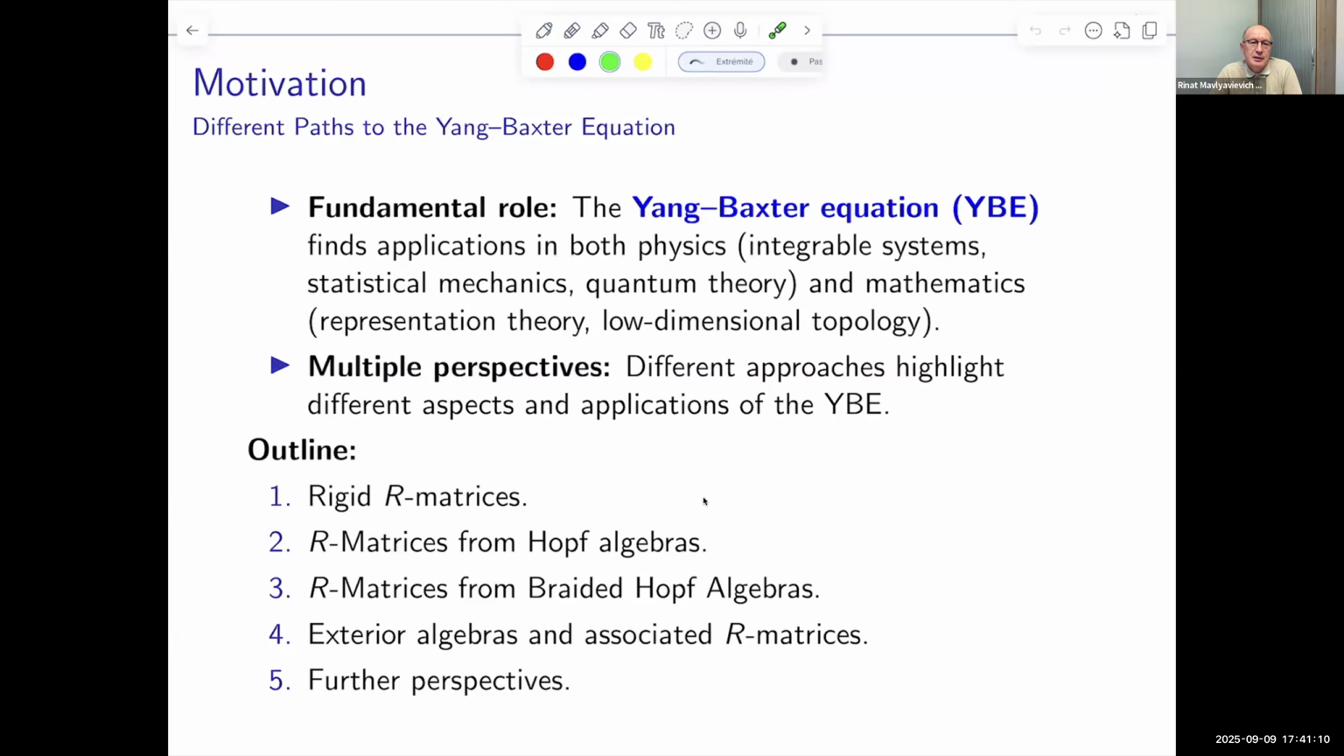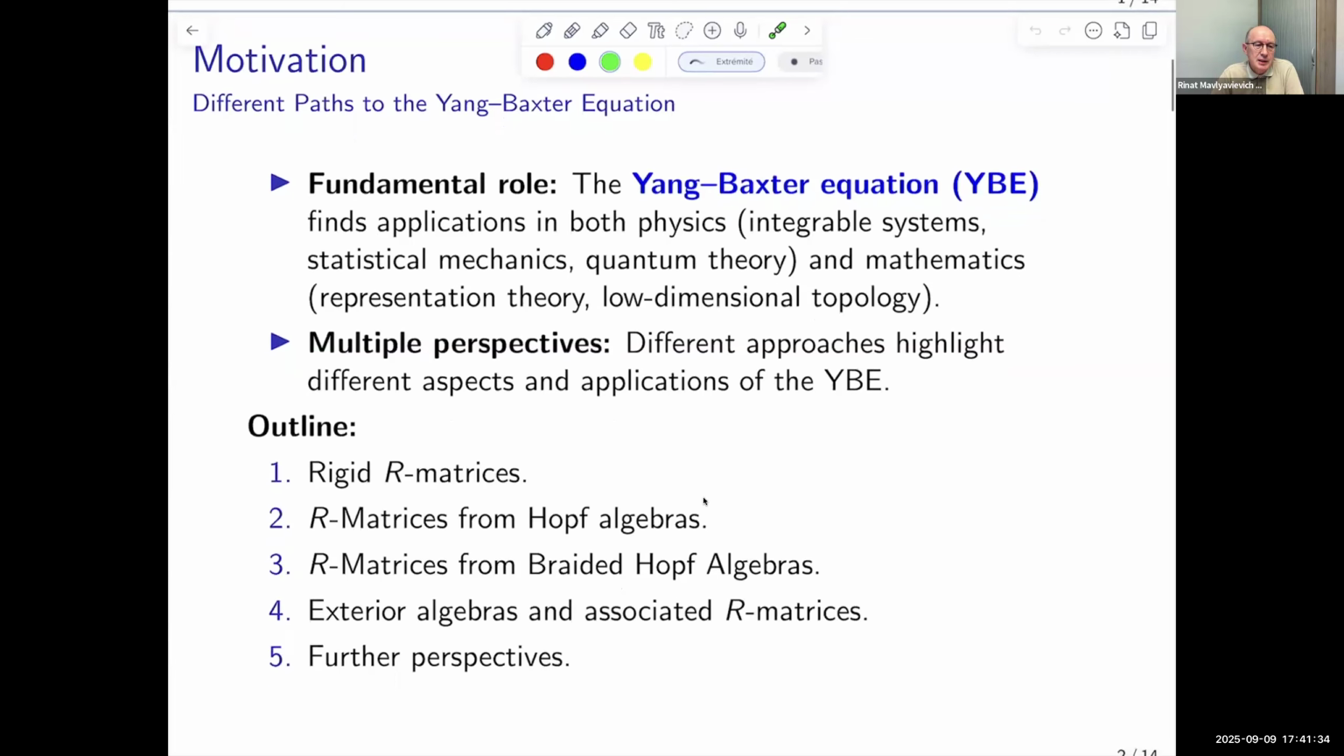Needless to say, the Yang-Baxter equation is a very important object, both in physics and mathematics. And to have multiple perspectives on it can help us to reveal or highlight different aspects and applications of the equation. So my outline is as follows.